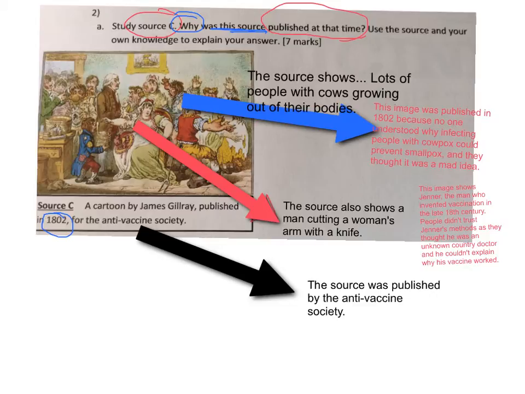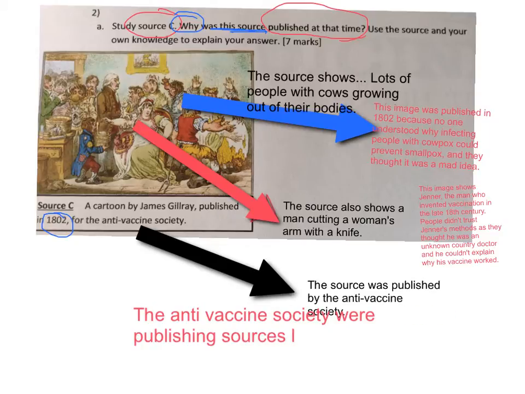Okay, and finally, we've said that this source was published by the Anti-Vaccine Society. So now we need to use our own knowledge to explain why the Anti-Vaccine Society in 1802 would be publishing this source. Well, the Anti-Vaccine Society were publishing sources like this cartoon in 1802 to put people off vaccination.